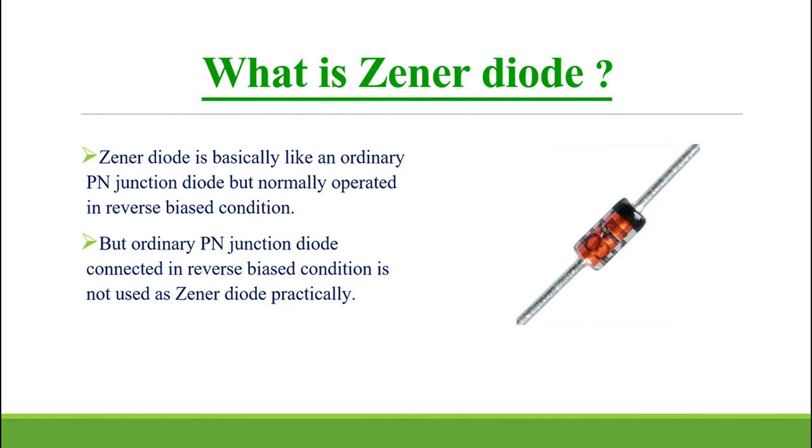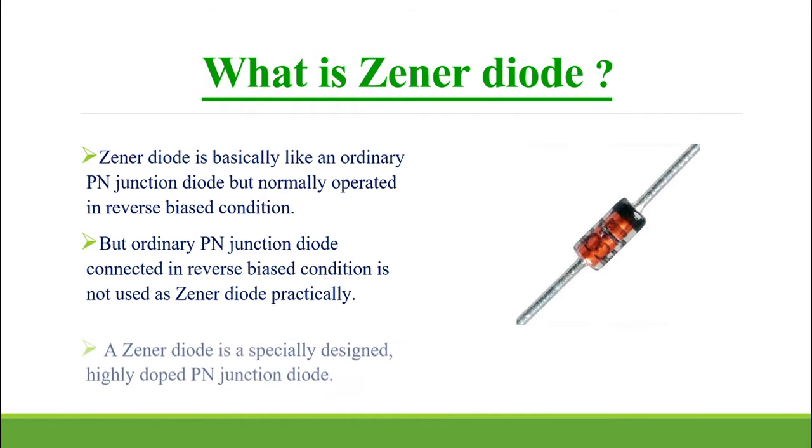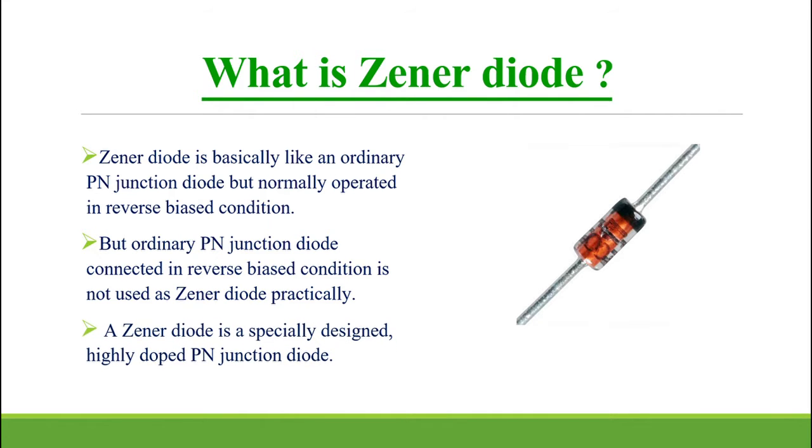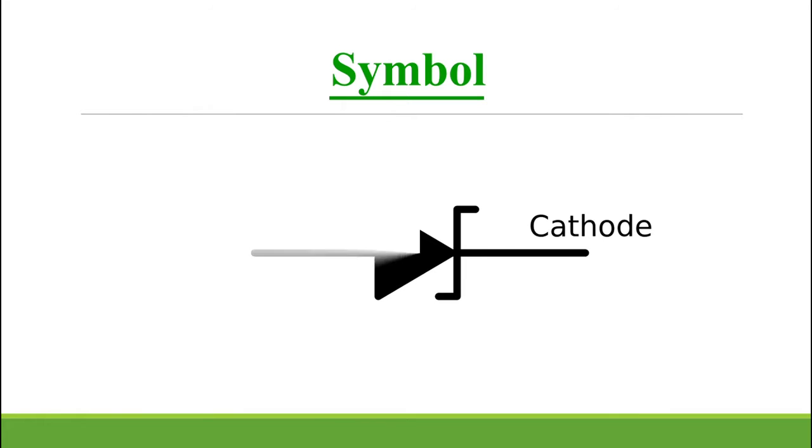In the last video we studied the p-n junction diode, and we understood from there that a p-n junction diode doesn't flow current in reverse bias condition. So Zener diode basically operates in a reverse bias condition. A Zener diode is a specially designed, highly doped p-n junction diode. This is the symbol of Zener diode.